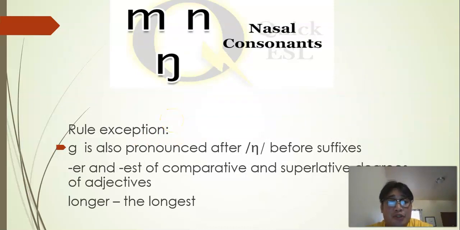Now, rule exceptions. G is also pronounced before suffixes, and when we're using comparative or superlative degrees of adjectives. So it's long, but then it becomes longer. Longer, because of the comparative. Longest, because of the superlative. When we're using superlatives and comparatives, remember that the G is pronounced. This is the rule exception. It doesn't always happen, but this is one exception. I know, English is confusing.